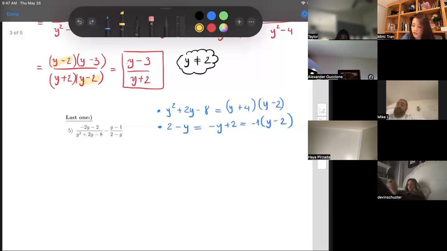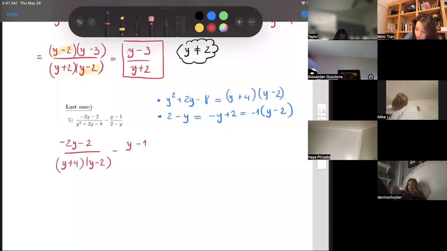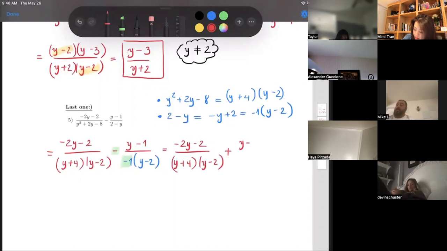So let me rewrite this. So I have negative 2y minus 2 over y plus 4 times y minus 2, minus y minus 1 over negative 1 times y minus 2. Now the negative 1 and the negative here become positive, right? So negative 2y minus 2, just rewriting this, over y plus 4 times y minus 2, plus y minus 1 over y minus 2.